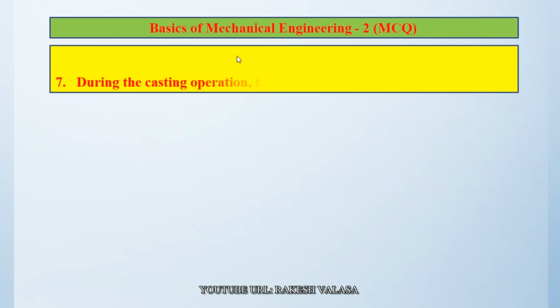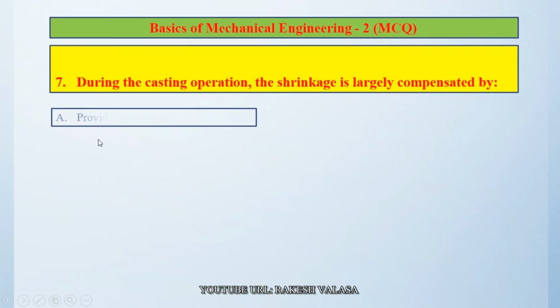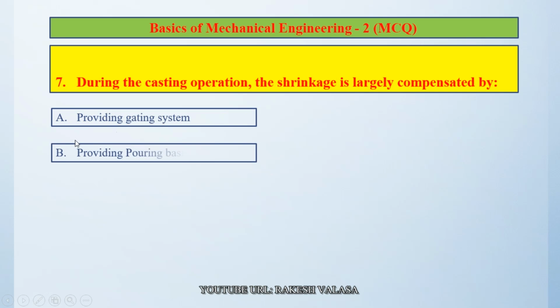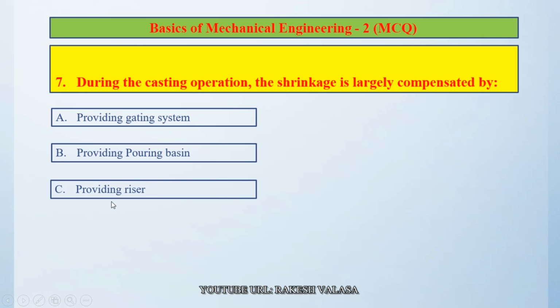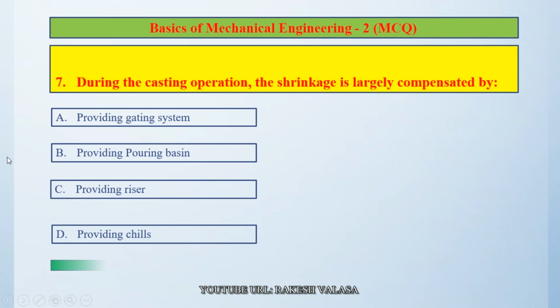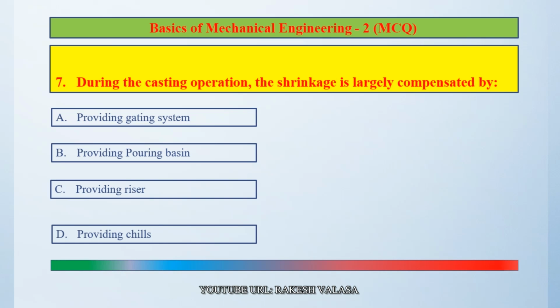Question number 7. During the casting operation, the shrinkage is largely compensated by option A, providing gating system, option B, providing pouring basin, option C, providing riser, option D, providing chills. The correct answer is option C, that is providing riser. Let us see the explanation.